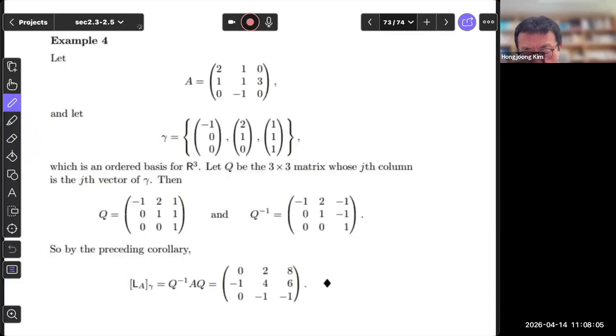So as an example, given this A matrix, and gamma, and Q inverse, this matrix can be obtained by multiplying these three matrices. Okay, so A and the matrix at the bottom both are representing the L sub A matrix. So this is also representing the L sub A matrix, but A is representing this L sub A with respect to the standard basis.